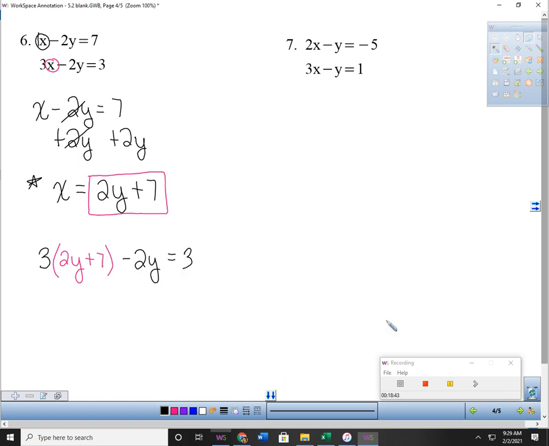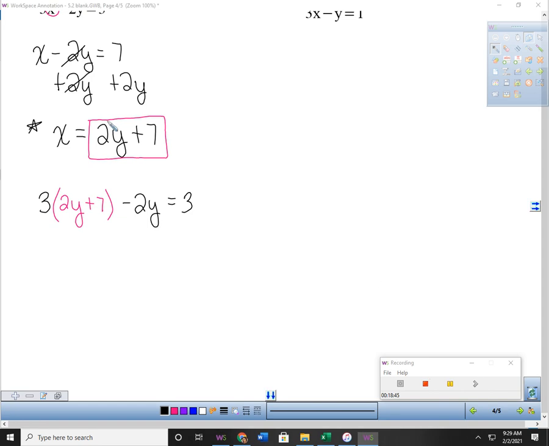So I have a little more work this time because I have that number in the front. So I'm going to distribute that. 3 times 2y is 6y. And then I'm going to take the 3 times the 7, which is 21. And then remember, we're not distributing 3 to this because it's not in the parentheses. So minus 2y equals 3.